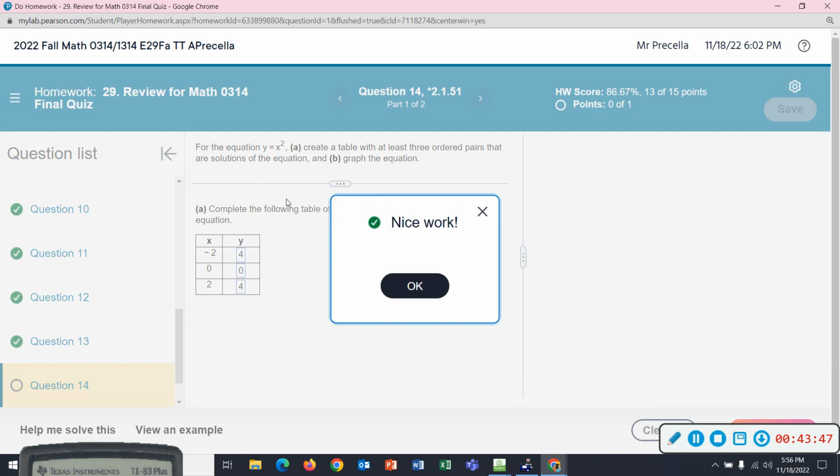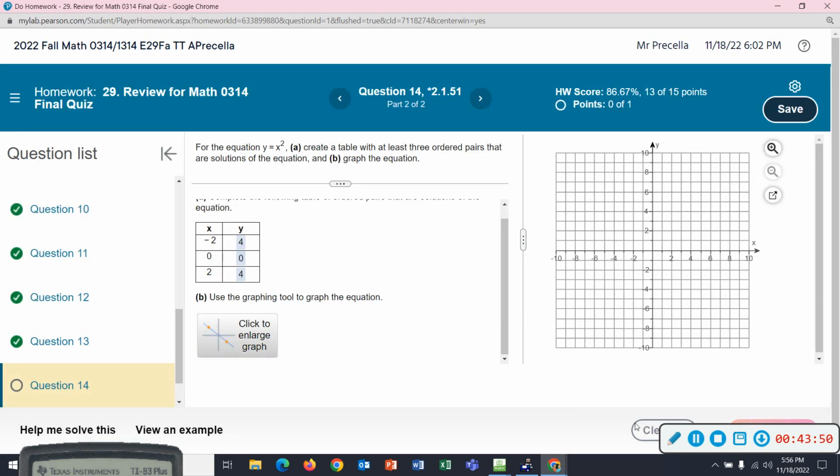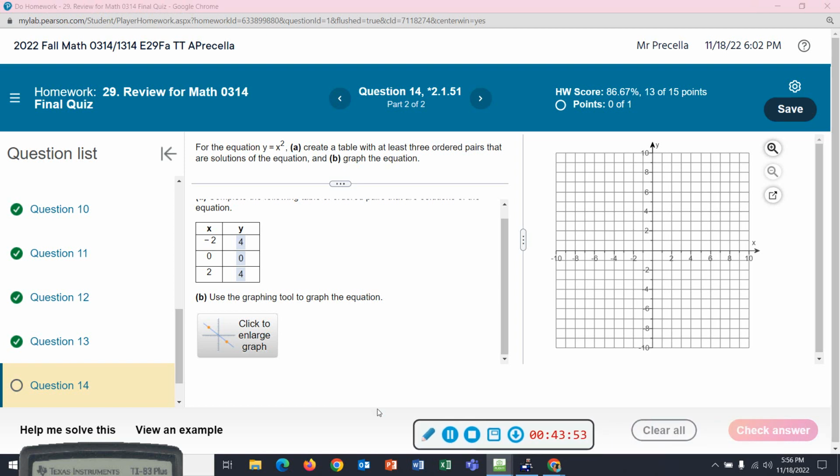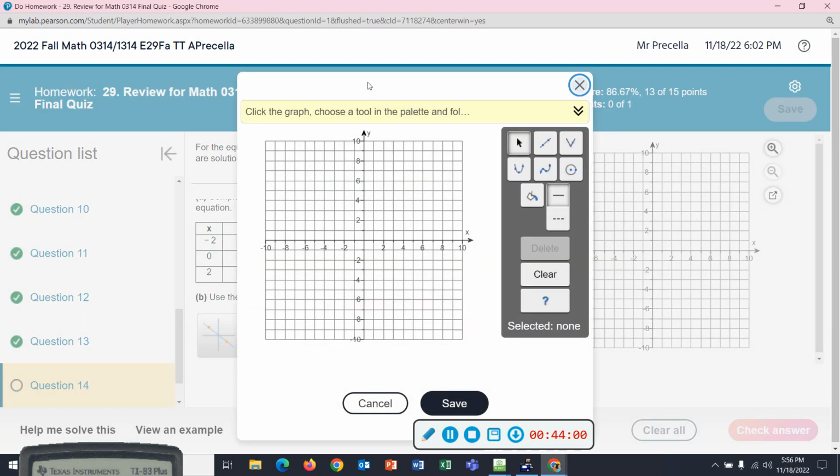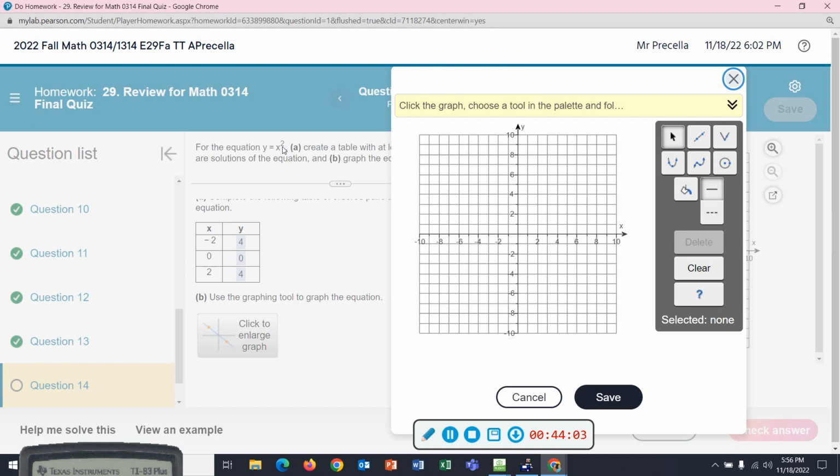Let's check our answer. And then it asks us to graph it here. I'll say click to enlarge the graph. And this equation that we're graphing has an x squared in it, so that means quadratic, and we have 3 points here, 3 ordered pairs, x, y, x, y, x, y. If you hover around this point right here, can y'all see that? It says 3-point quadratic tool. So I'm going to click that, and now go through and plot those 3 points.